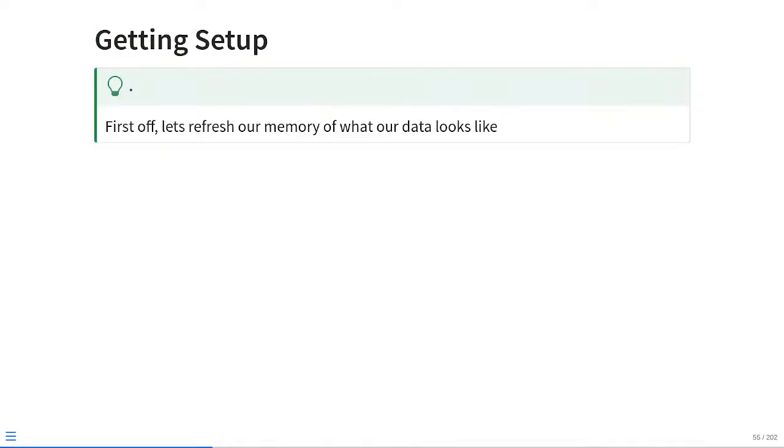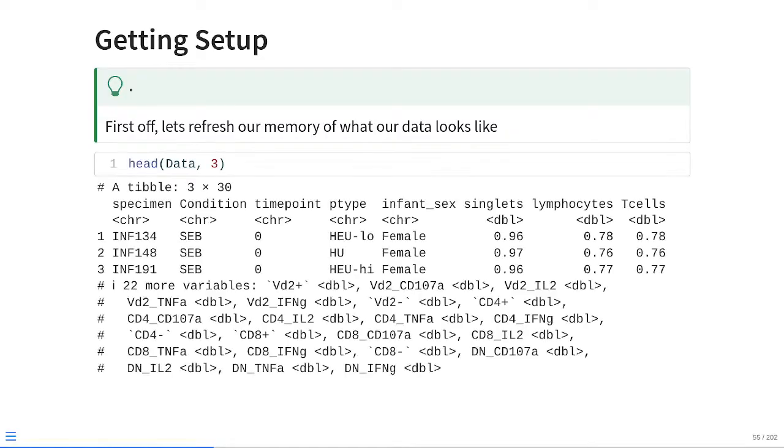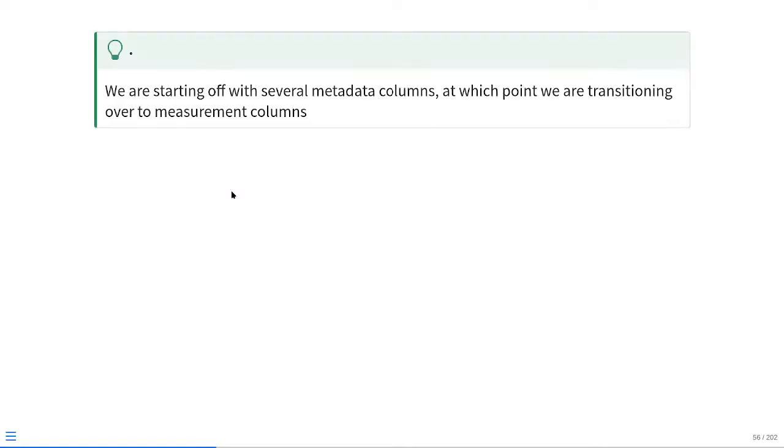So let's remember what our data set currently looks like after having gone through the pivot wider operation. We currently have our metadata in the first 5-ish columns, and then we start having our different measurements out on the subsequent columns. It looks like we have 30 columns that we're working with today based on the gates that we drew. So when we are going to be working with this in R, we need to know exactly where our metadata columns start and where they end.